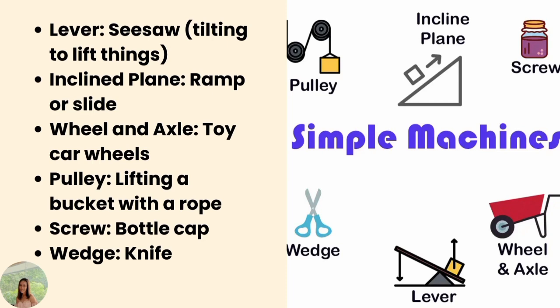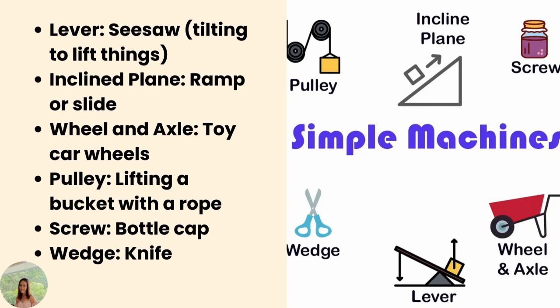Lever. What is it? A lever is a seesaw. It's a stick that can tilt around a point to help lift things. For example, when you play on a seesaw, you push down on one side and the other side goes up. That's a lever.